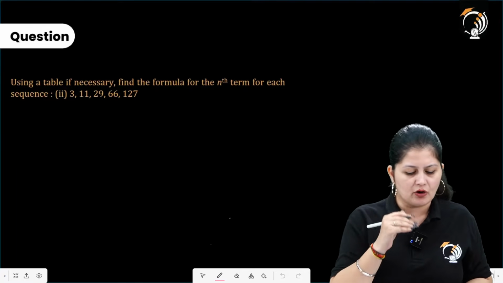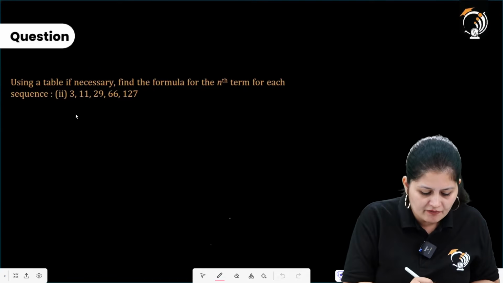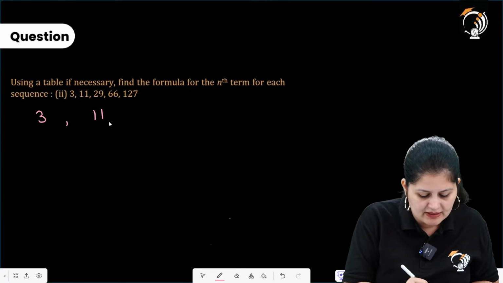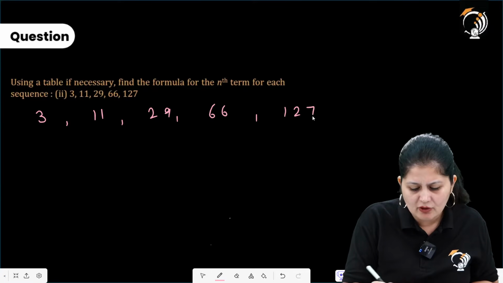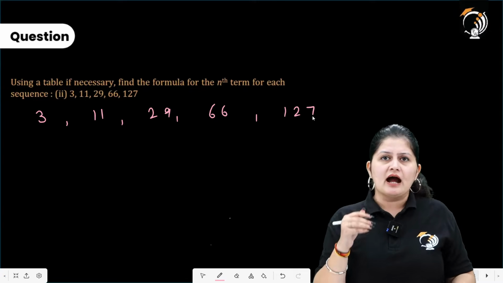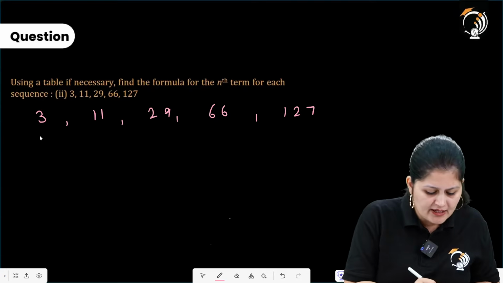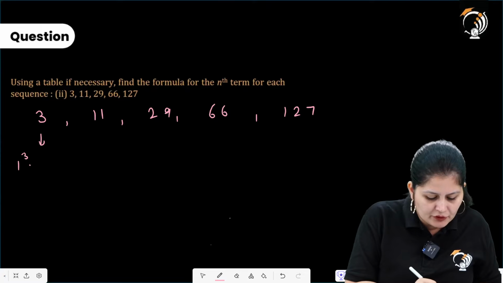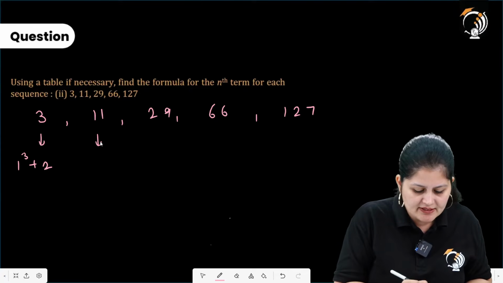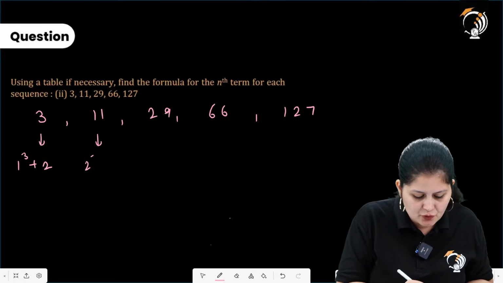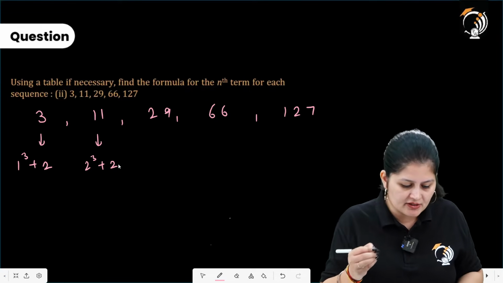Again, this looks similar to what we have just learned. Let me take a note of the sequence again: 11, 29, 66. We can observe that the numbers here are changing in the pattern of a cube. So I can write this as 1 cube plus 2. Can we write it like this? This number is 2 cube plus 2, which is, just a second, this has to be 10 here.